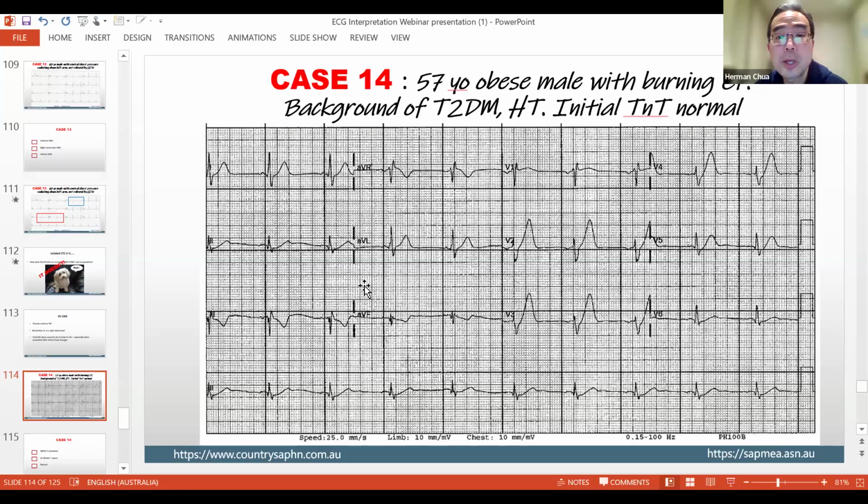Last case now. I'll end with this one because this is something that brings everything together. So what is this? This is someone, a 57-year-old obese man, burning chest pain, background of hypertension and diabetes, and the first troponin that you got back was normal. Okay. And this is his ECG. What do you reckon?